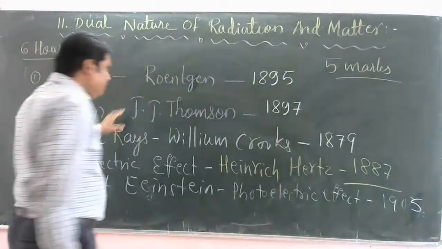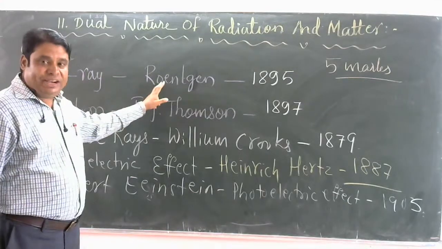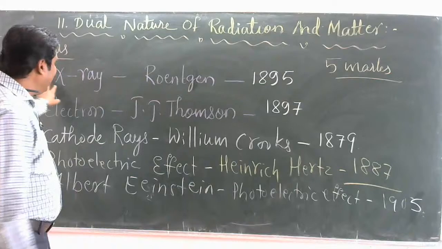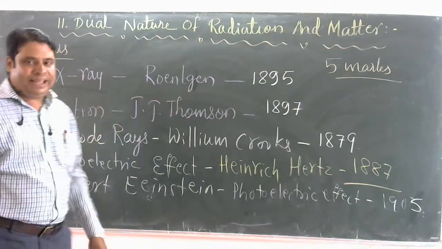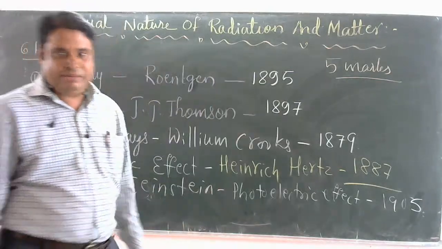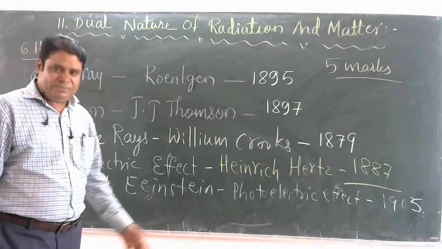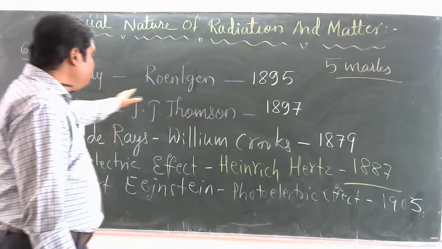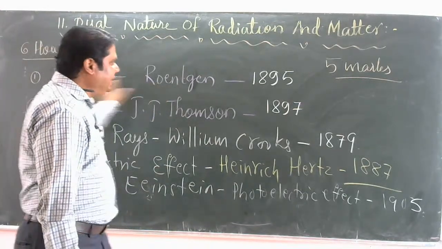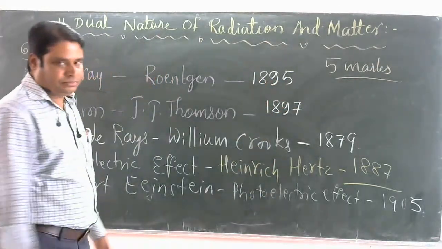Here, a scientist named Roentgen discovered X-ray. X-rays are fast-moving particles with a very high frequency and small wavelength, in the form of photons. Roentgen discovered X-ray in 1895. Remember, 1895.